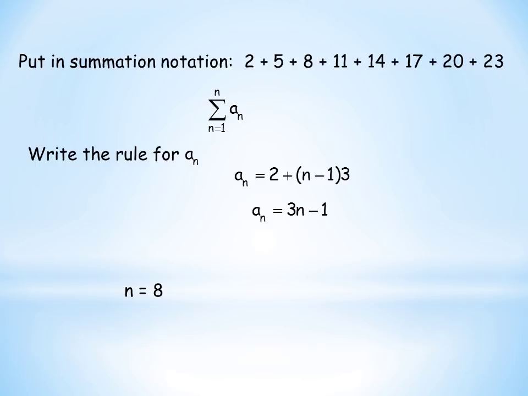I know there are 8 terms simply by counting 1, 2, 3, 4, 5, 6, 7, 8. So I'm going to start at the first term. I'm going to go to the 8th term, and then 3n minus 1 is my rule for a to the n. If you have any questions on this, please let me know.